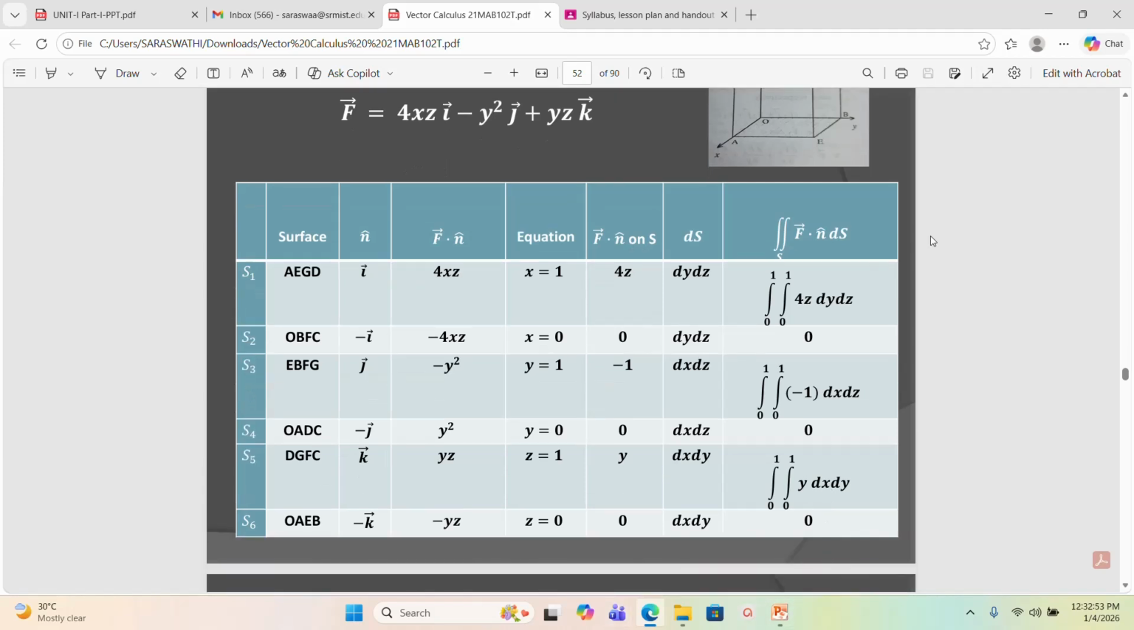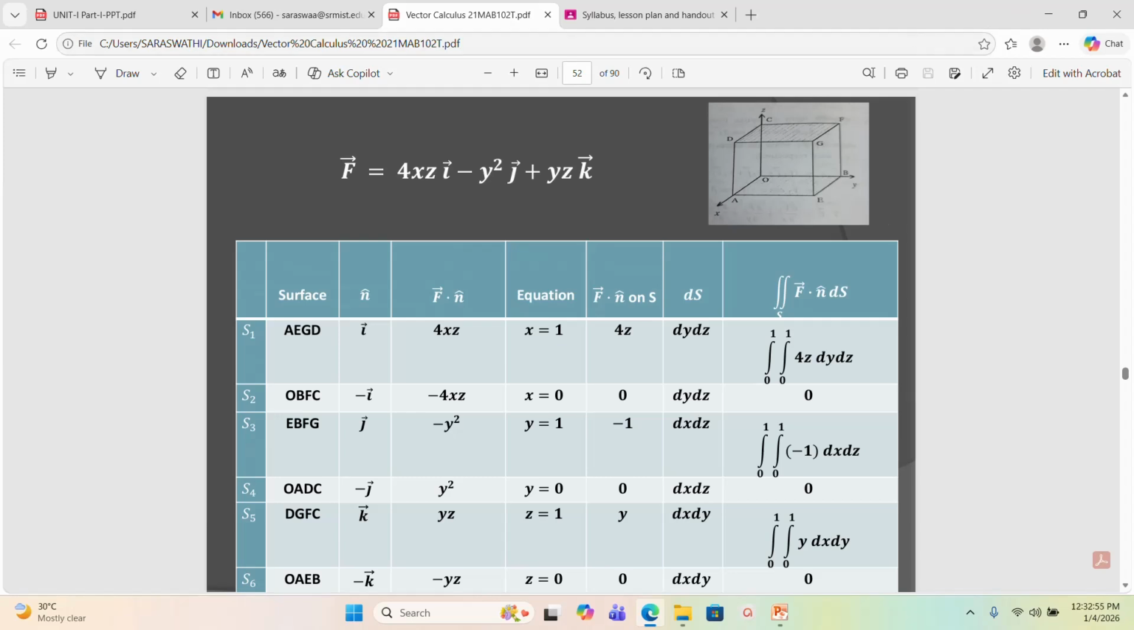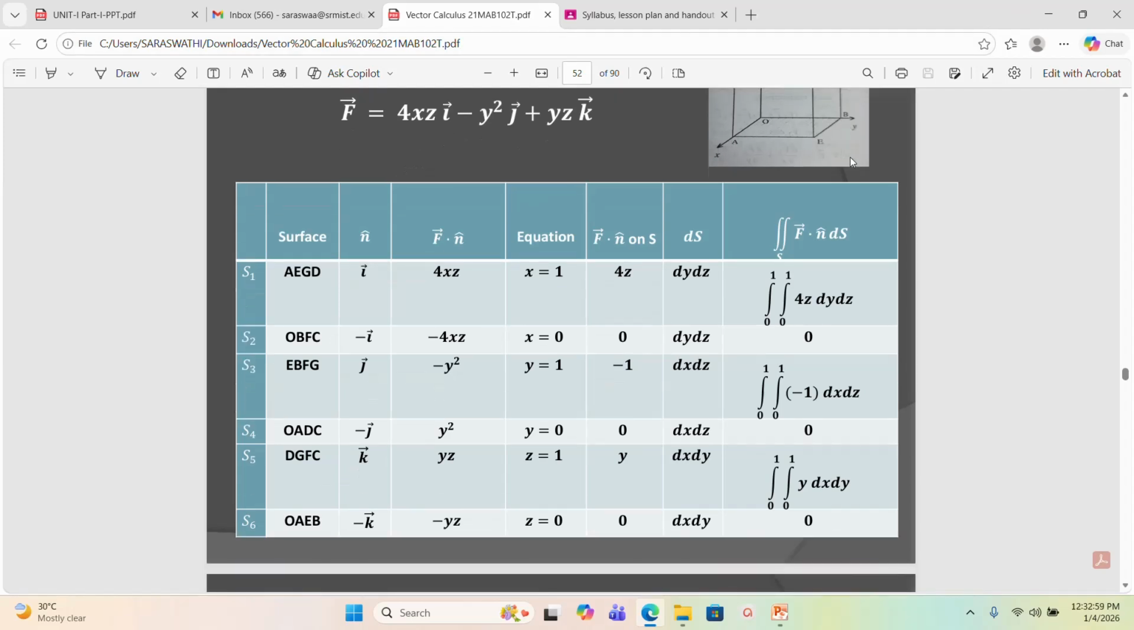And also the opposite of this, here AEBO. For AEBO, n cap is equal to minus k vector, and F dot n cap is equal to minus yz, and the value of z equal to 0. So if z equal to 0, the entire integration is also 0.